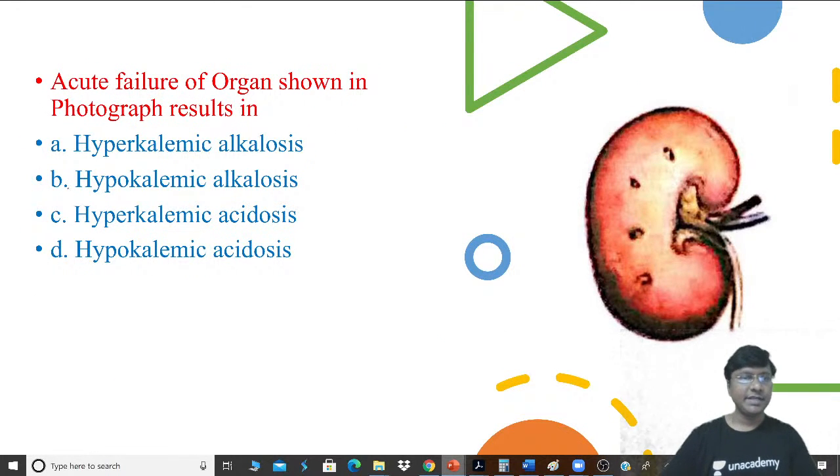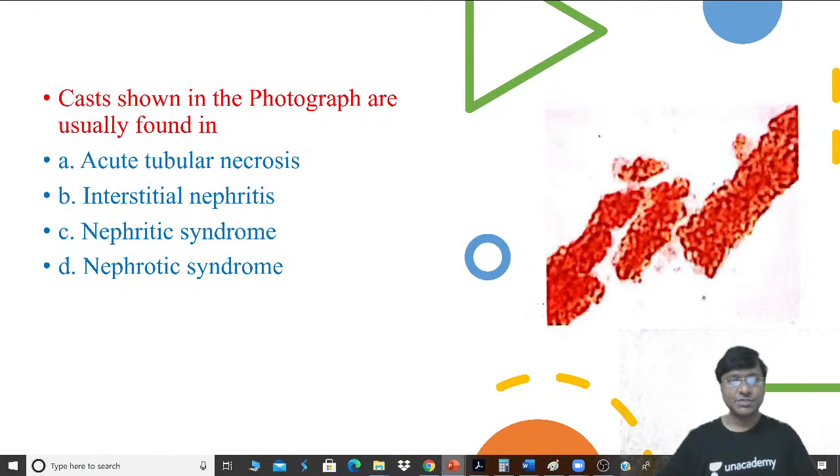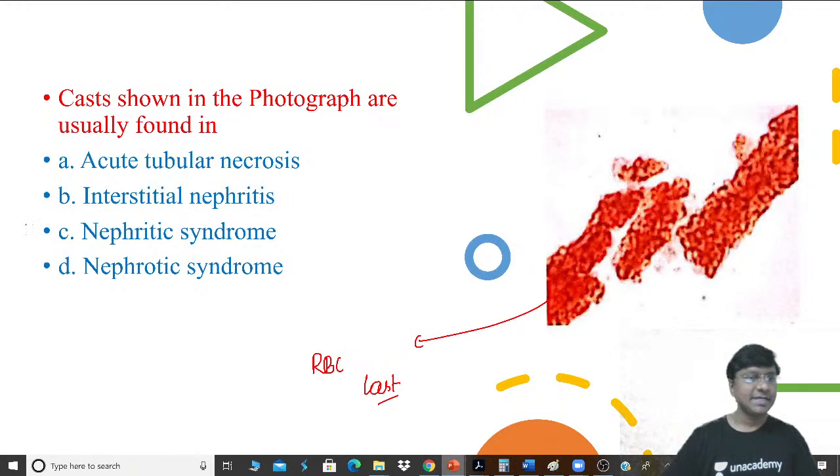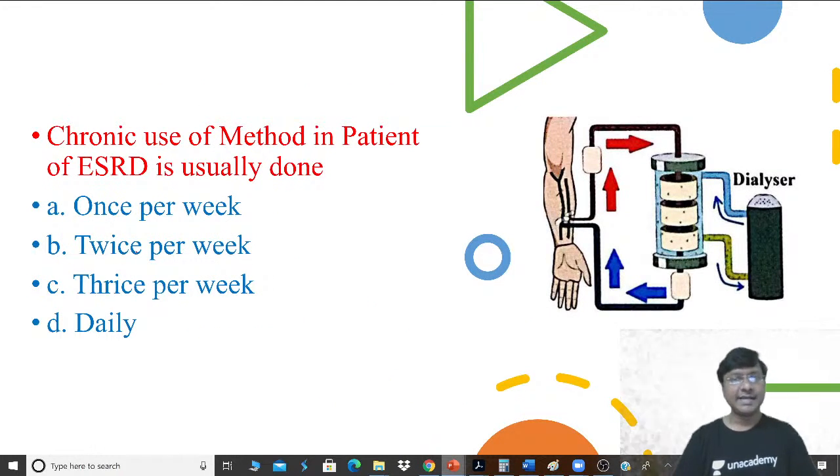Next, acute kidney injury. The electrolyte abnormality you will see in case of acute kidney injury is hyperkalemia with acidosis. The image shown to you is the presence of RBC cast, right? RBC cast is present in nephritic syndrome. Next, lastly, dialysis in patients with chronic kidney disease has to be done thrice per week.